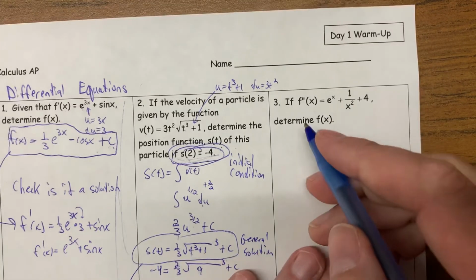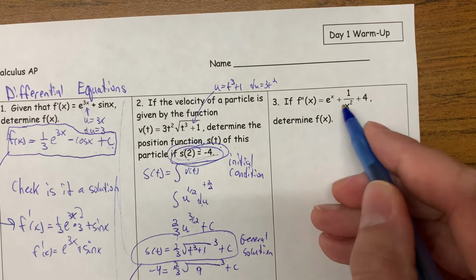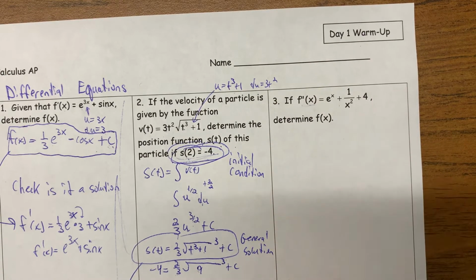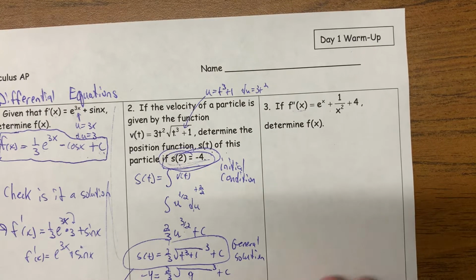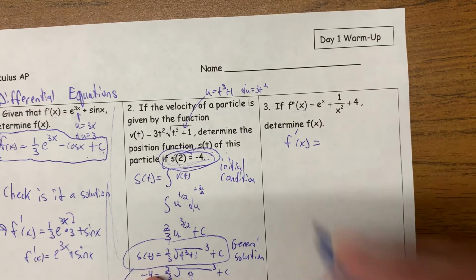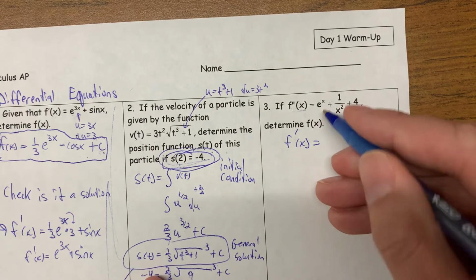Okay, here we've got a different one. We've got f prime prime of x equals e to the x, and we want to determine f of x. This is a second derivative, and we want to find the original function. Go ahead and try to find that. Hopefully, you started by finding the first derivative by doing the antiderivative.